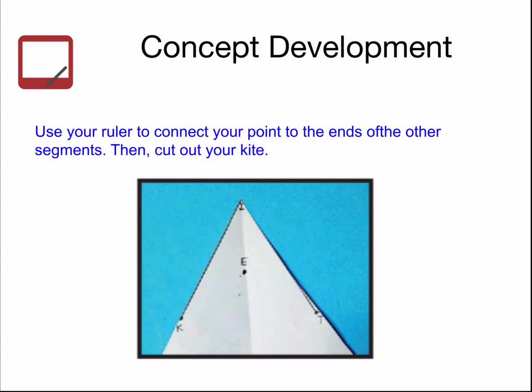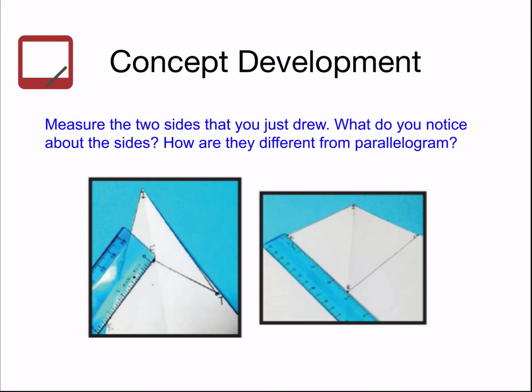Okay, you're going to use your ruler to connect your point to the ends of the other segments, and then you can cut out your kite. So this is a different picture. Okay, but use your ruler to connect your points to the ends of the other segments. So it just depends, okay? These both are different drawings. So yours can look similar to either one. Doesn't matter. So you're going to connect K to E. You're going to connect T to E.